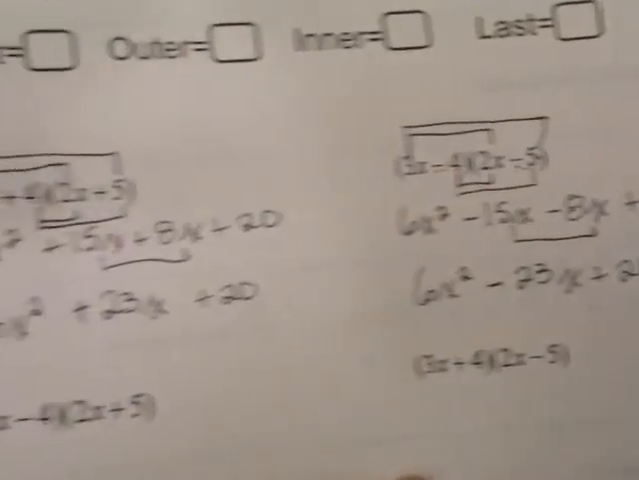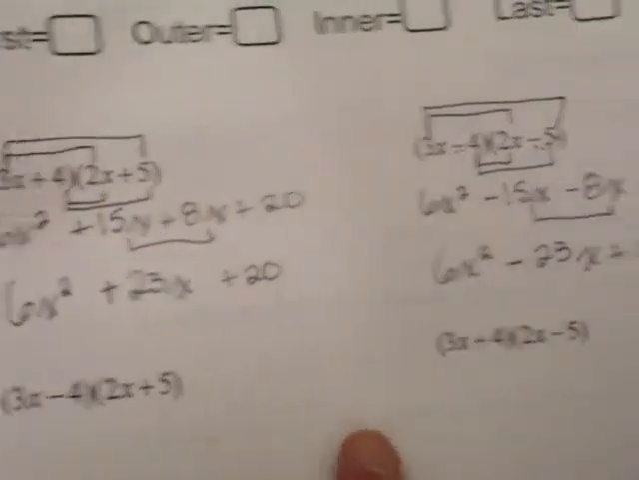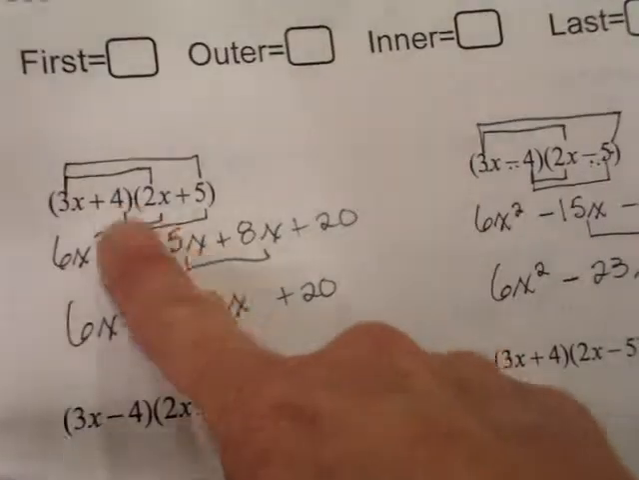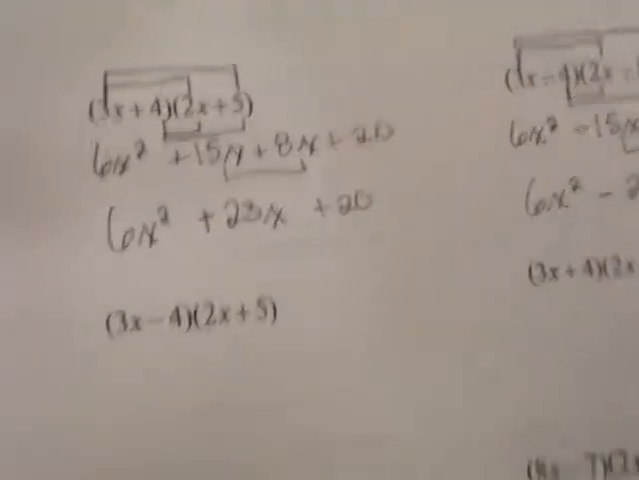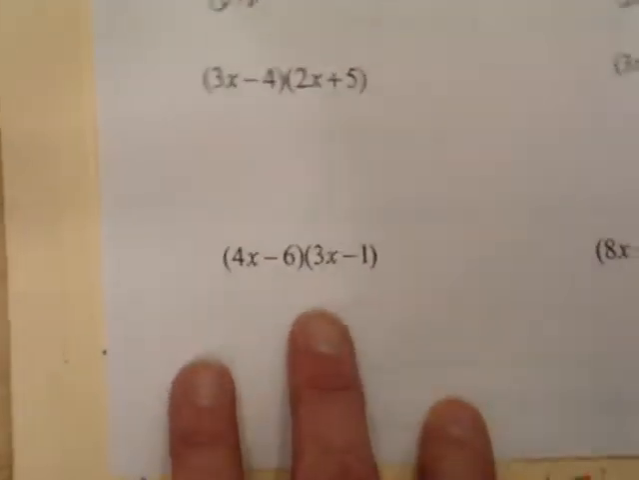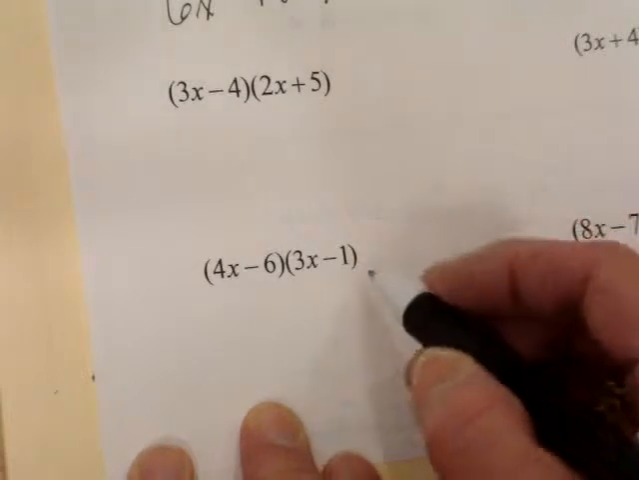If you notice these 2 that I just did, they're almost the same. They have the same numbers, but some of their signs are different. So if they look different in the binomial, they're going to look different in your final answer. Let's do one more down here at the bottom: 4x minus 6 times 3x minus 1.